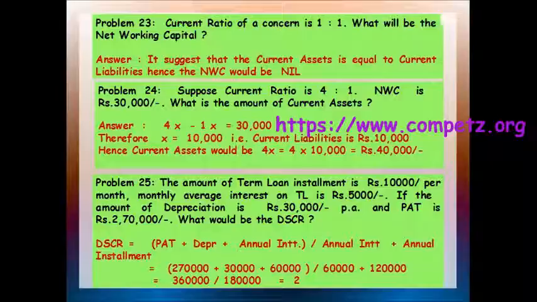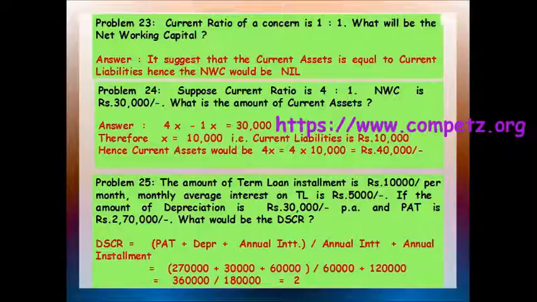We will find out the x. Therefore 4x minus 1x, 3x, is equal to 30,000. 30,000 divided by 3, you will get 10,000 as your x. That is, current liabilities is INR 10,000. Hence current assets would be 4x.